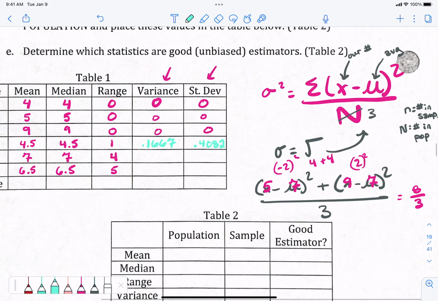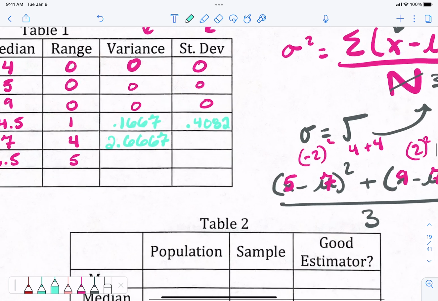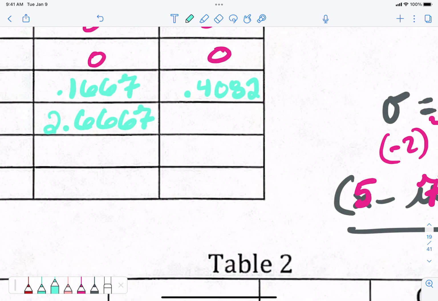2.6 repeating. So 2.6, we'll go 6667, because we'll go 4 decimal places. If you take the square root of that, that's what I got.